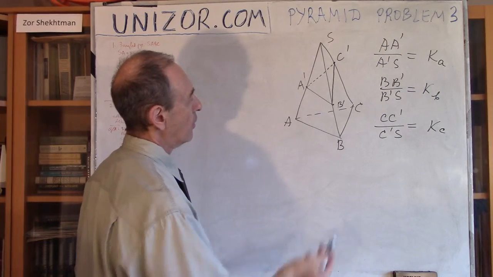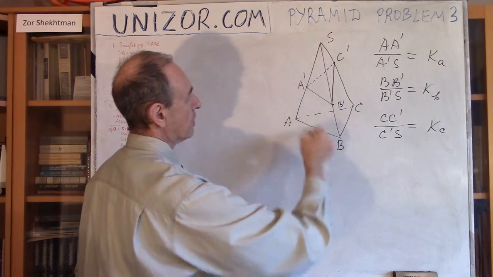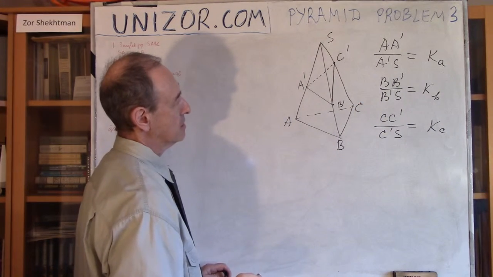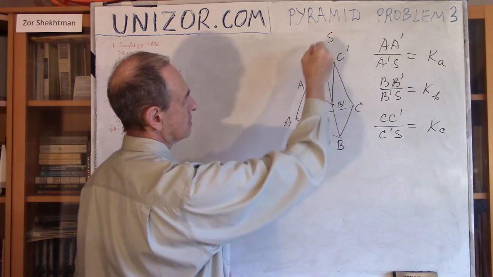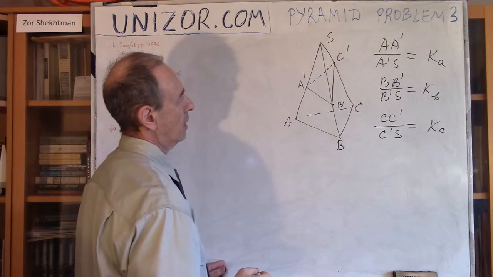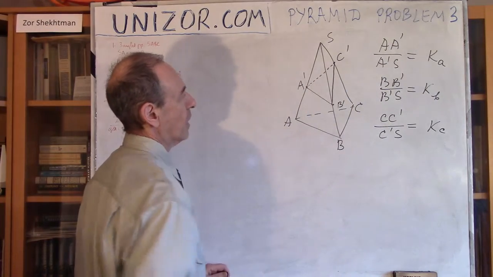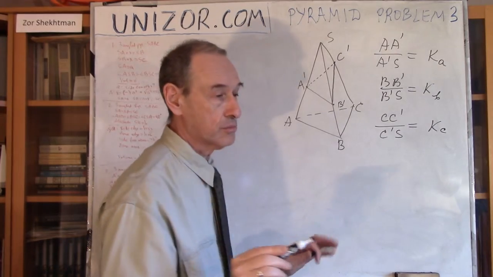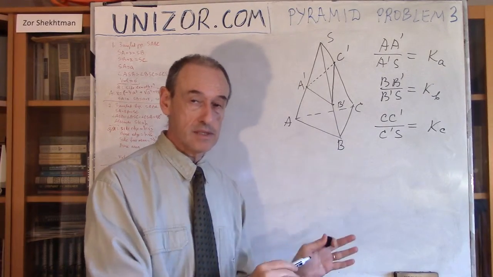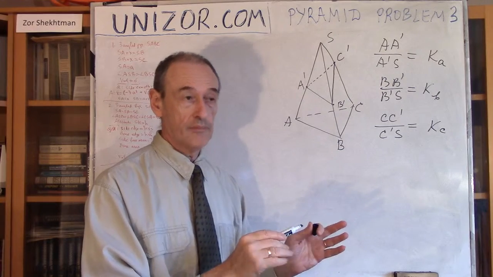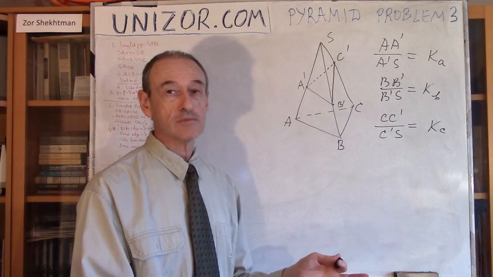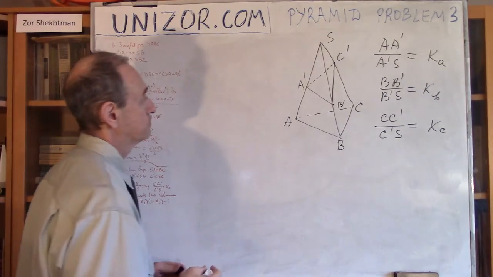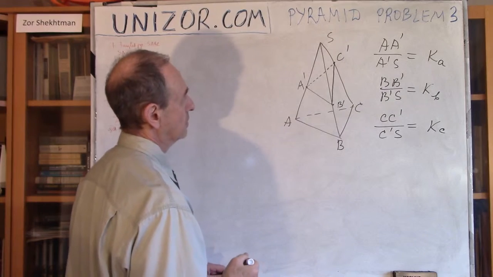And next, how the altitude of the big pyramid with an apex at C relates to the altitude of the top pyramid, which has C prime as its apex. So I would like to have the ratio of the bases and the ratio of the altitudes. If I know that, I will just multiply these ratios and I will get the ratio of the volumes, right?